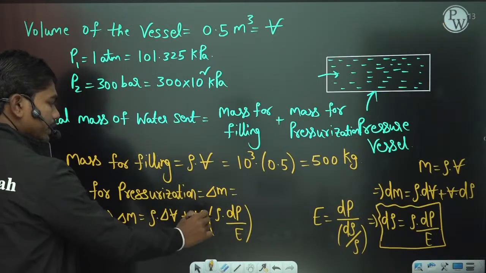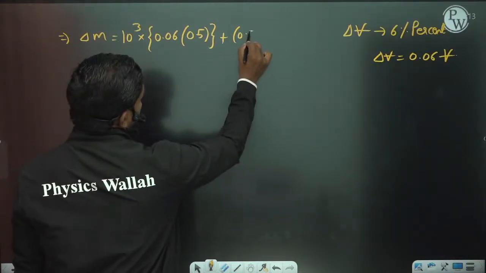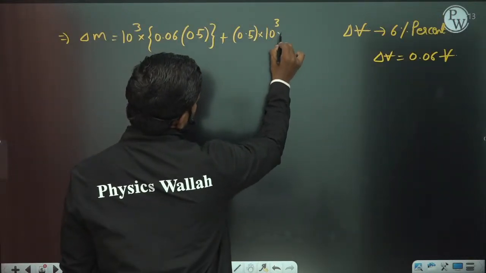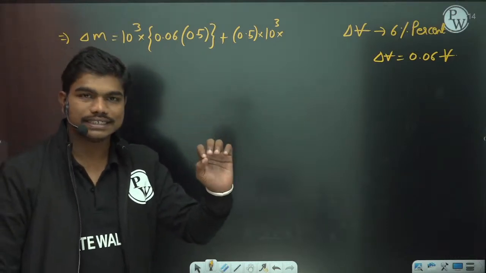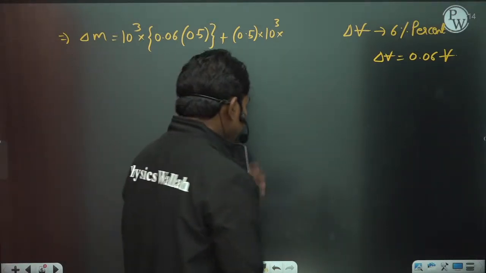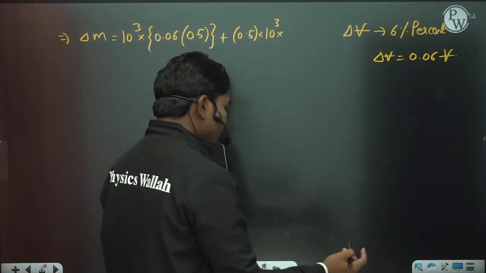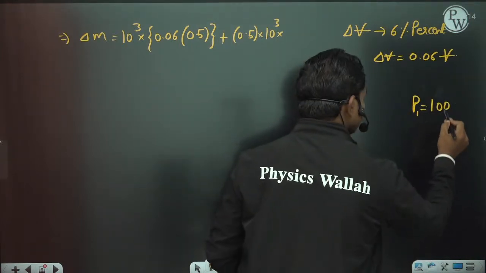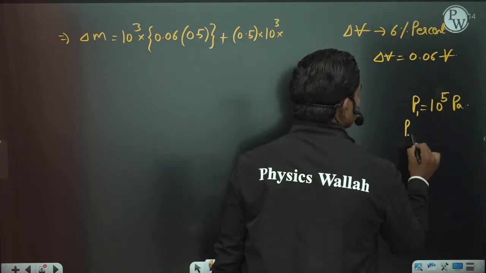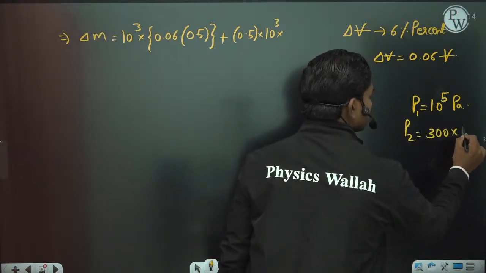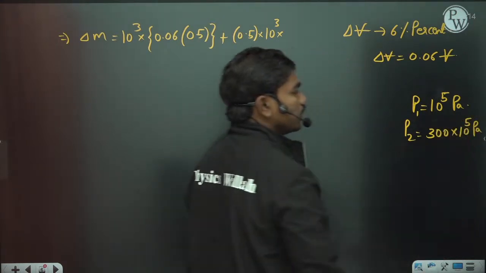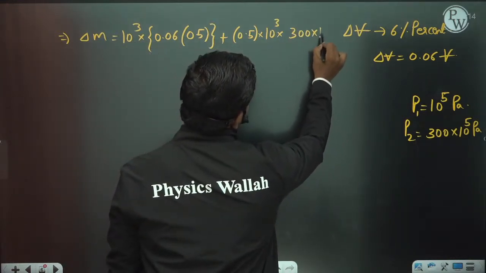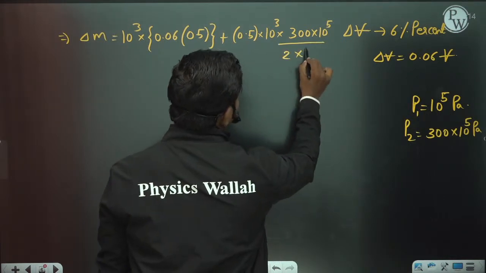Plus, coming here, volume of the vessel 0.5 into density into dp. Density value is 10 cube into dp. Now everything is in SI units, so let us write this dp in pascals. Now tell me, the change in pressure that you applied is p2 minus p1. So p1 is how much? P1 is 100 kilopascals, or you can write 10 to the power 5 pascals, and p2 is 300 bar, means 300 into 10 to the power 5 pascals. So 300 minus 1 will give you almost 299. Anyhow, if you replace it as 300 directly, then 300 into 10 to the power 5 divided by the bulk modulus value, 2 into 10 to the power 9.